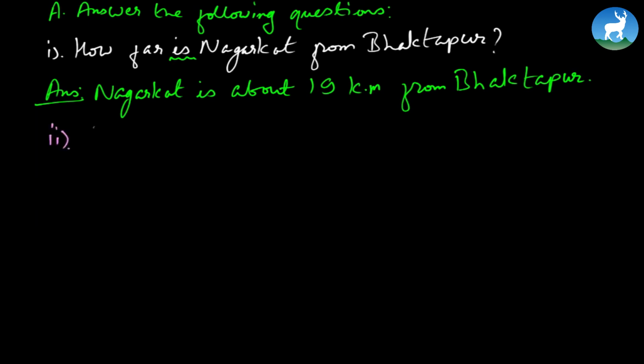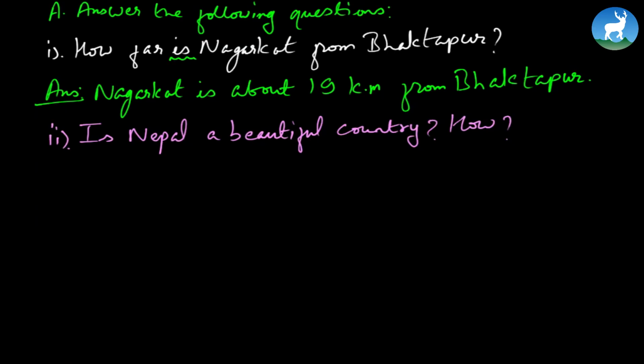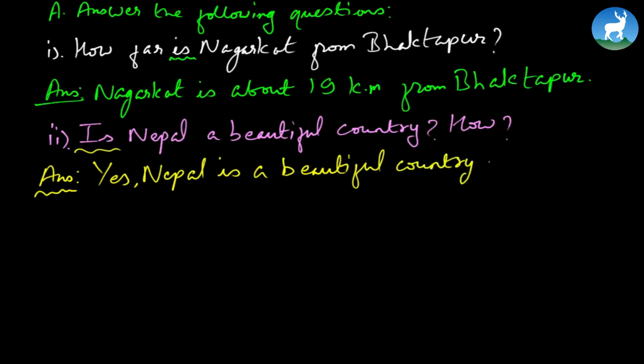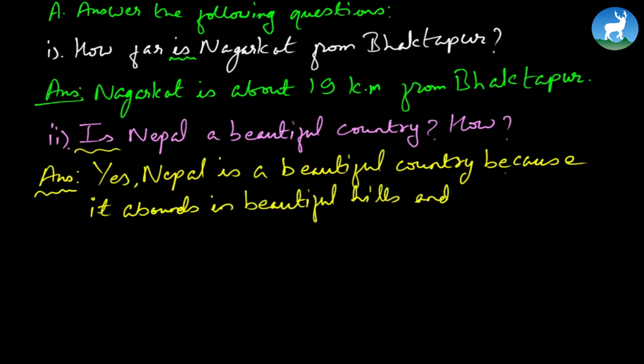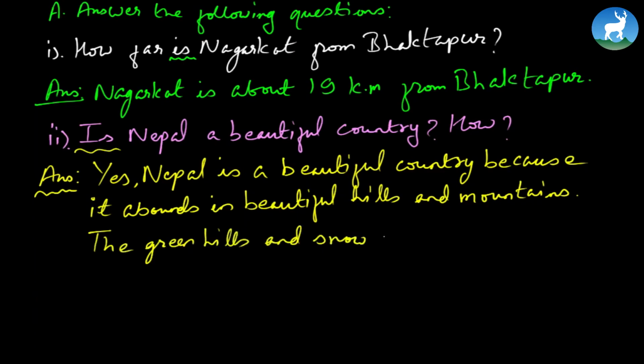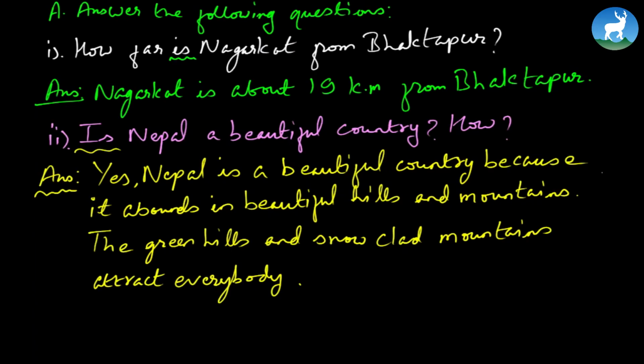Now, number 2, a very simple question. Is Nepal a beautiful country? How? But don't give your own answer to this. Be specific to the passage which I read earlier. So first you can write down, yes, Nepal, again the same auxiliary, is a beautiful country because it abounds in beautiful hills and mountains. The green hills and snow-clad mountains attract everybody.